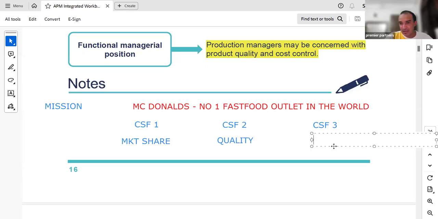The point you gave me is a KPI. It's not a CSF. You can bring it under a heading. What is that?